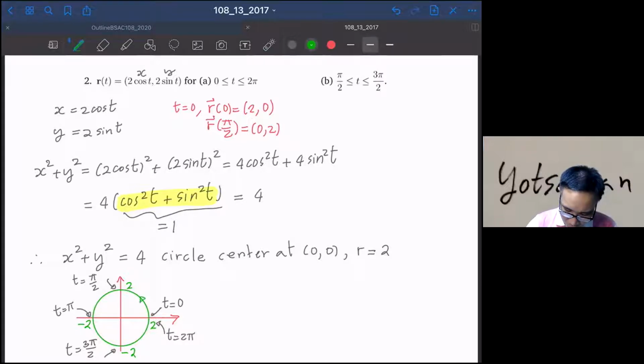So we're going to put a small arrow to indicate our direction of movement along the circle. It's going to be one round along this circle.